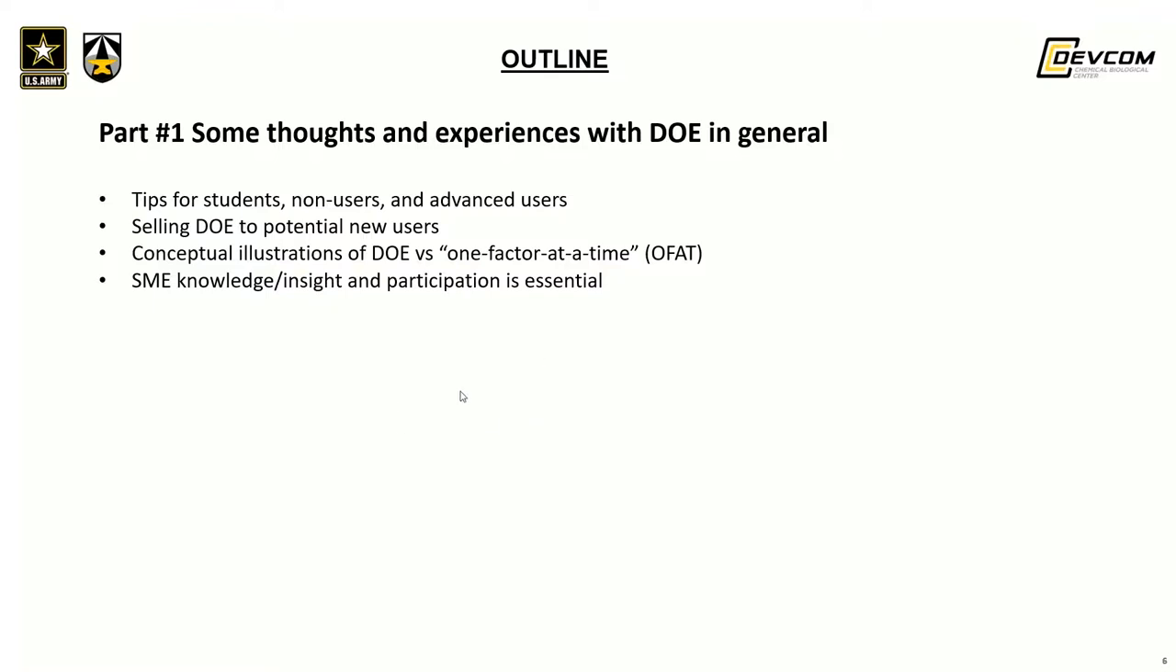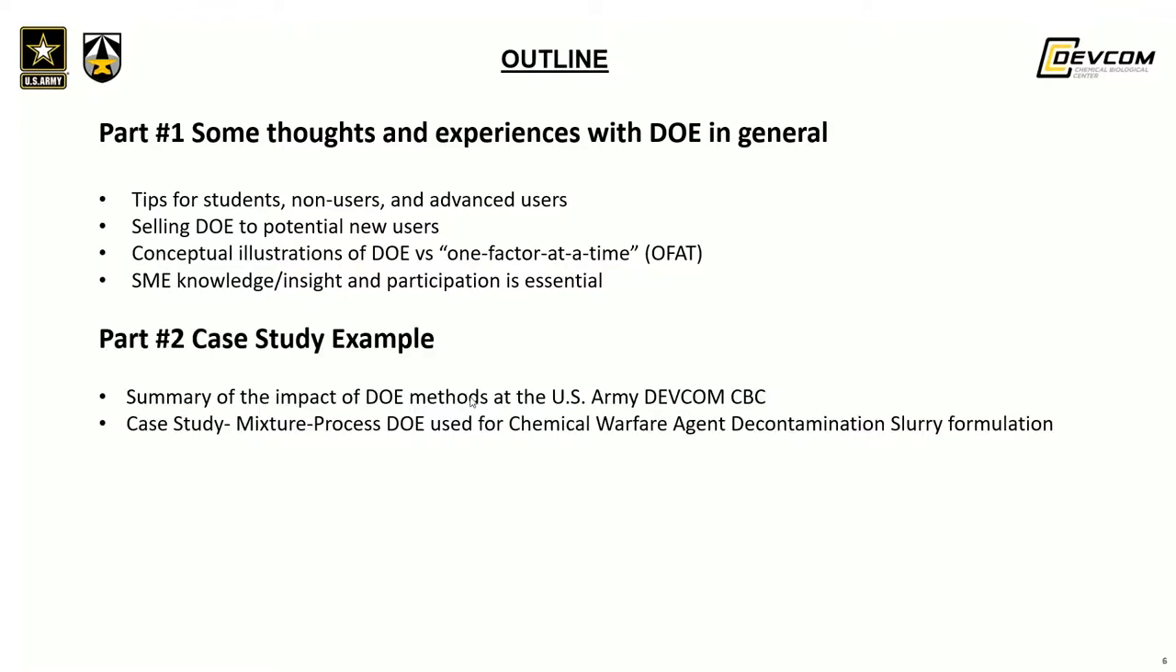And throughout this, I want to highlight the importance of the subject matter expertise. One of our past speakers, John Coleman, I think mentioned, statistics and sciences concur 100%. That's the magic formula. And then I'll get into my actual case study example. I'll talk about the impact overall that DOE's had for us, and then I'll go into a case study.